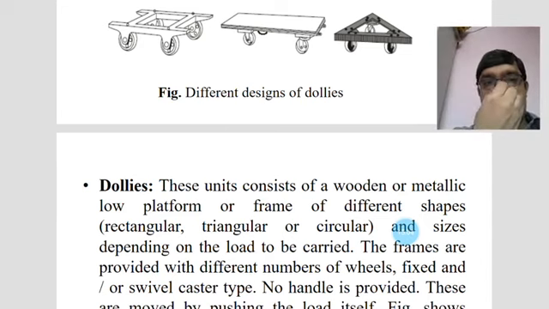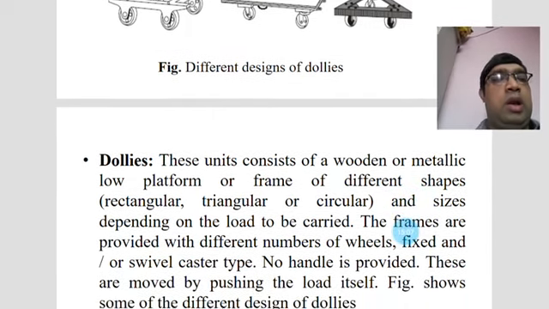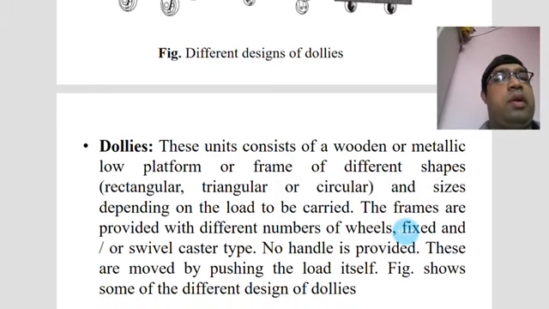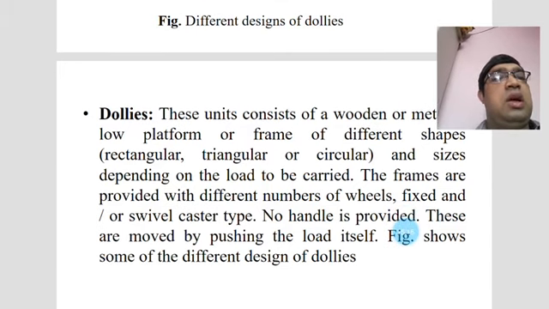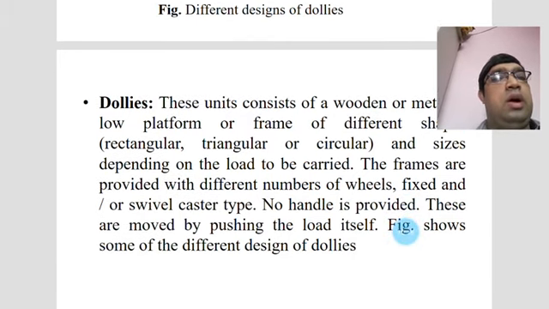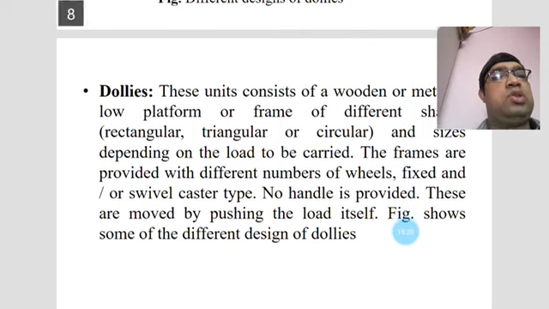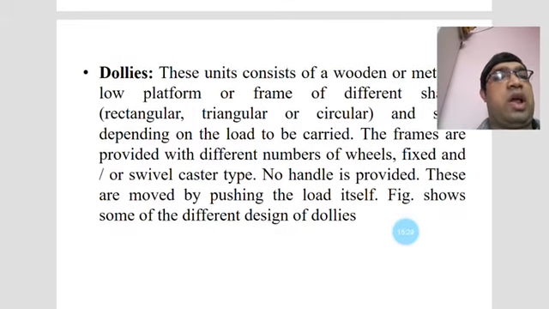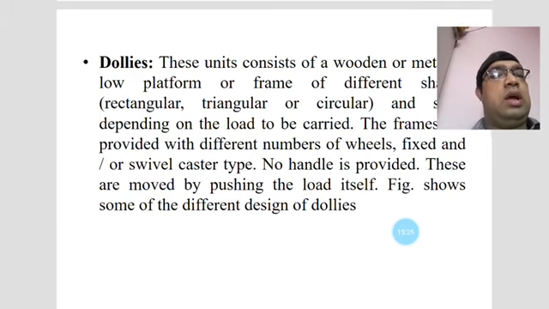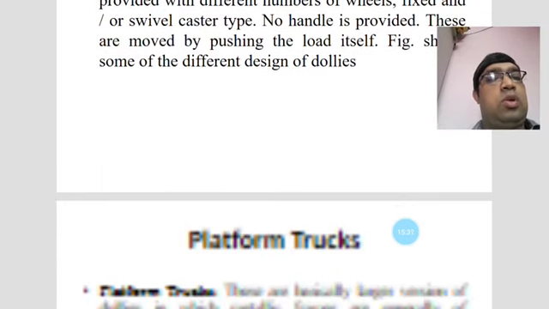These units consist of a wooden or metallic low platform or frame of different shapes, rectangular, triangular or circular, and the size depends on the load to be carried. The frames are provided with different numbers of wheels, fixed or swivel caster types. No handle is provided, and these are moved by pushing the loads. Some different designs of dollies are also used.